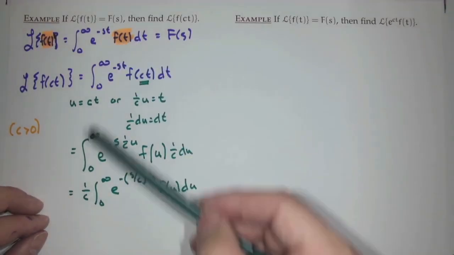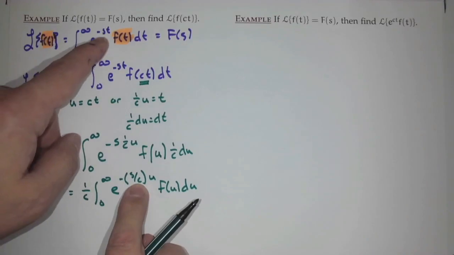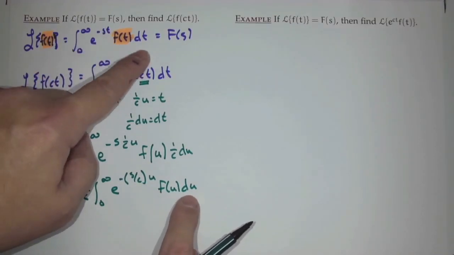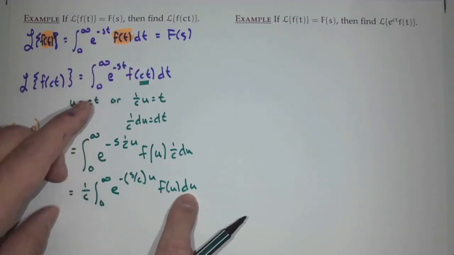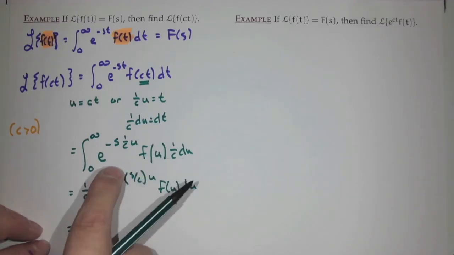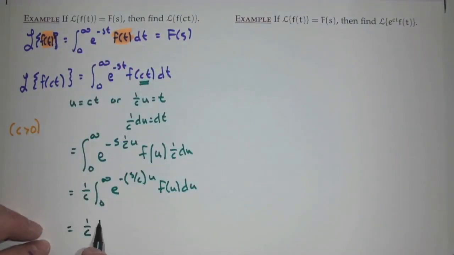Does this connect? The s has been replaced by s divided by c. Yeah, the s has been replaced by s divided by c. The fact that all the symbols here just switch to a different symbol doesn't mean anything, because it's just a symbol. Symbols can be changed. So what we have is a 1/c out front. And then this is the same thing as s replaced by s divided by c. So F(s/c).